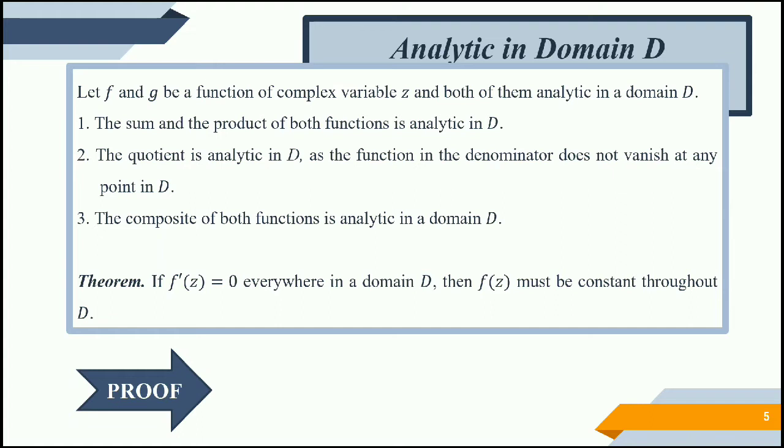Now, we have a new theorem that says if f prime of z equals 0 everywhere in the domain D, then f(z) must be constant throughout the domain D. Let's prove this theorem first.